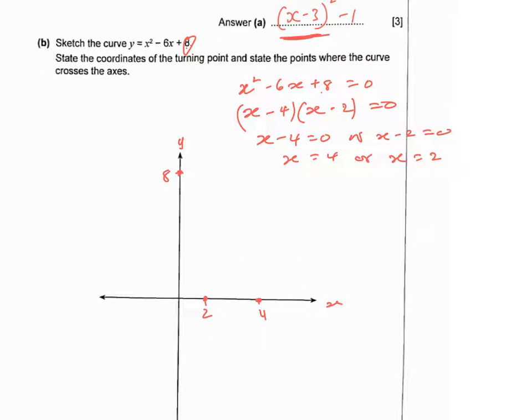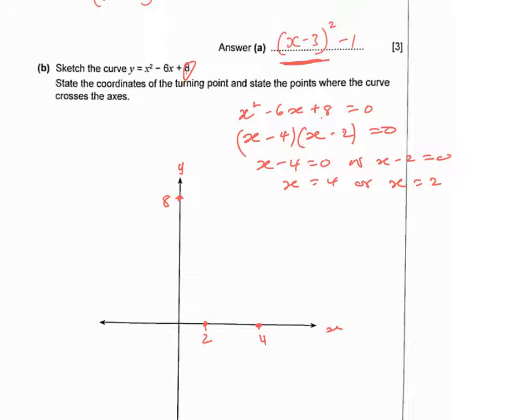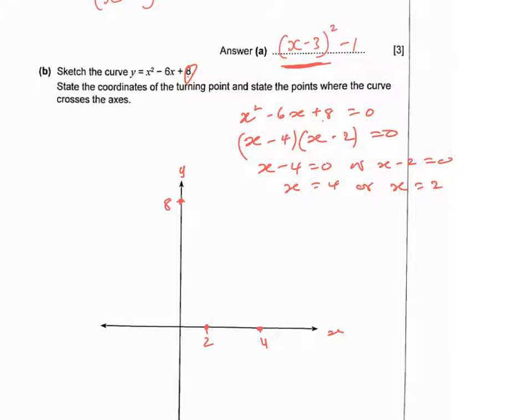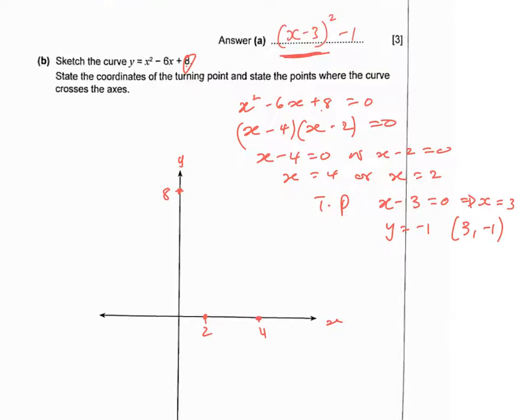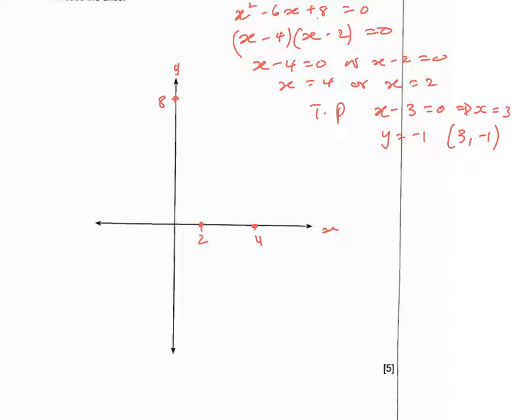Okay, now let me go back here. If I want to get the turning point, I will make this equal to 0. So I will say x minus 3 equals 0, which implies that the x coordinate of the turning point is 3, and y is just negative 1. That means the turning point is (3, negative 1). Now on my graph, 3 is somewhere here. Let me put 3, and then I'll put negative 1 here. So the turning point will be here.